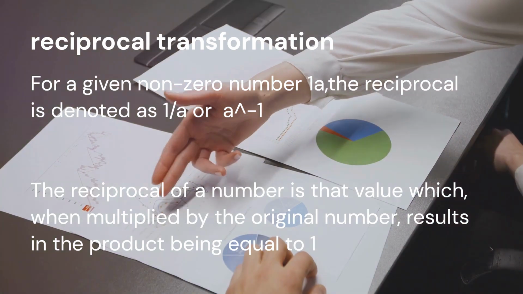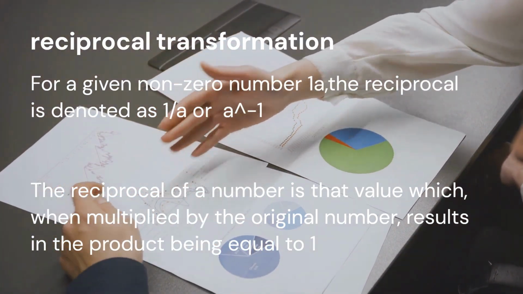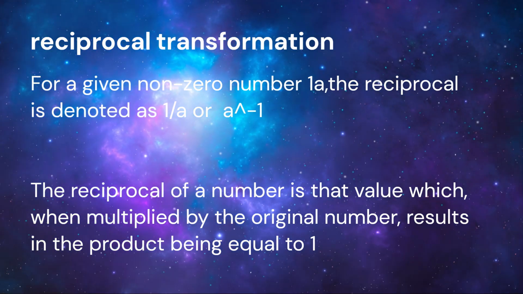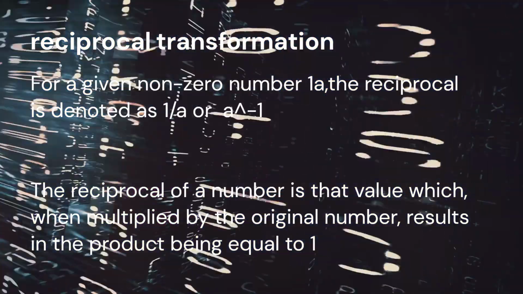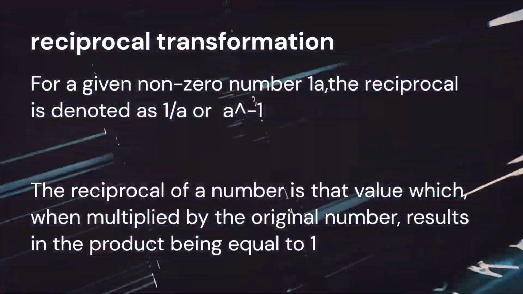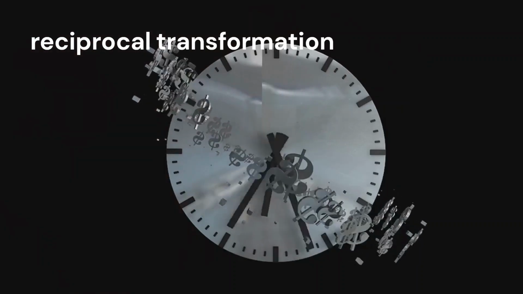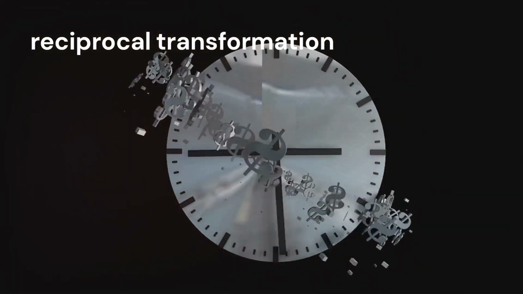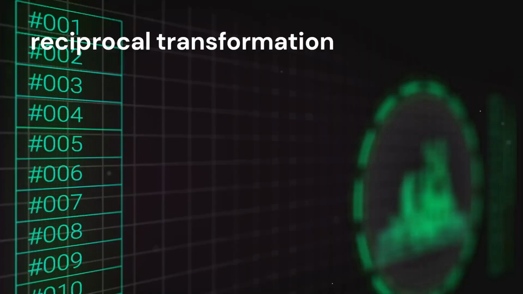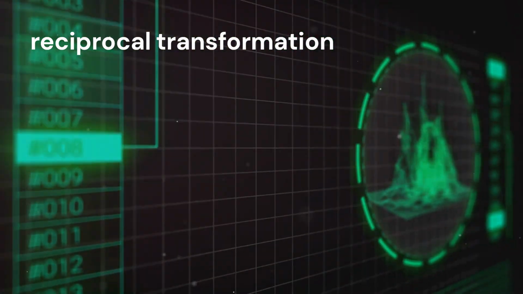Picture this. You're studying the relationship between the speed of a car and the time it takes to stop. The data is scattered all over the place, forming a curve instead of a straight line. What do you do? Well, you can use reciprocal transformation to turn this curve into a more manageable shape. Here's how it works. If the original stopping time was 4 seconds, the reciprocal would be 1/4 or 0.25. Do this for every data point, and voila! You've got yourself a set of transformed data that's easier to analyze.